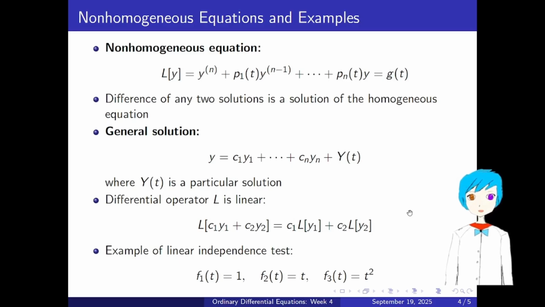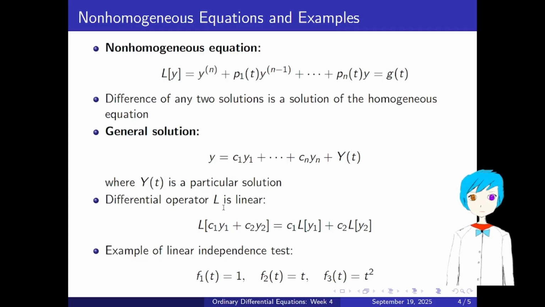Then we studied the non-homogeneous equations. Non-homogeneous equation means we have a right-hand side, and the right-hand side is non-zero. Generally speaking, it is a function of t. The difference of two solutions of the non-homogeneous equation is a solution to the corresponding homogeneous equation because the differential operator is linear in y. Therefore, the general solution to this non-homogeneous equation could be written as a particular solution plus the general solution to the homogeneous one.